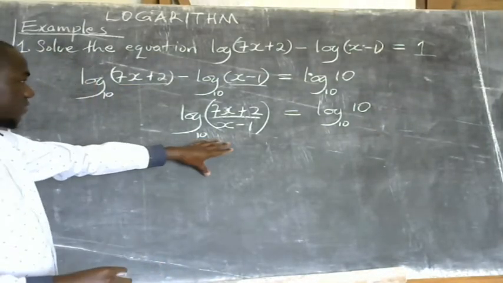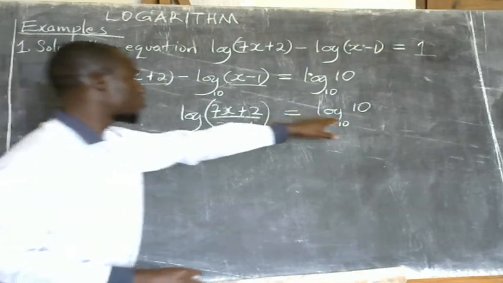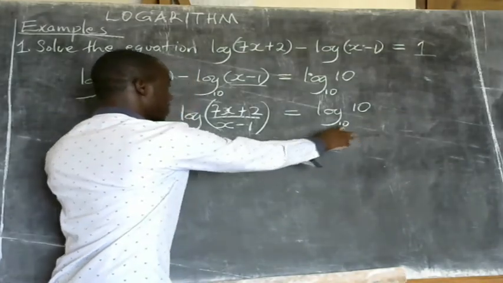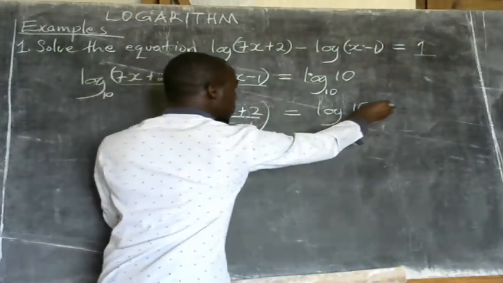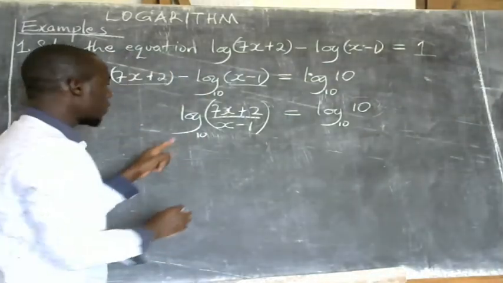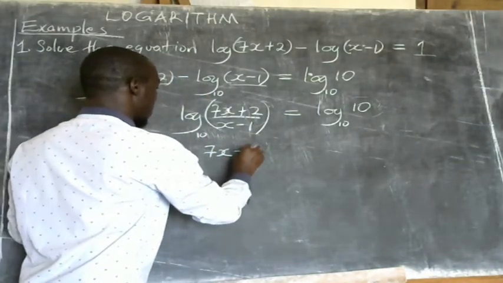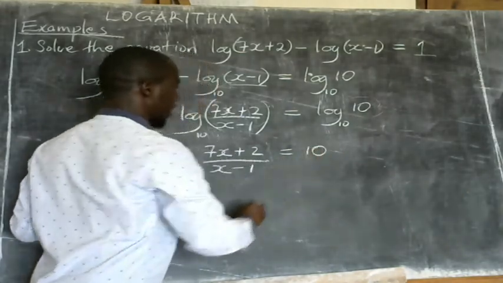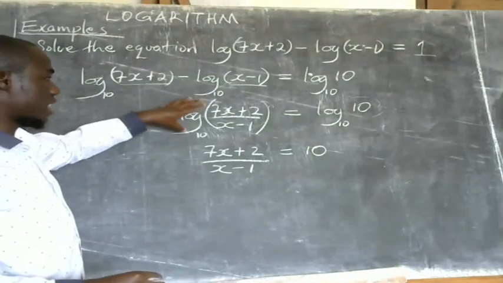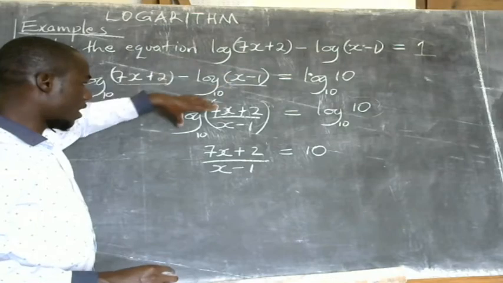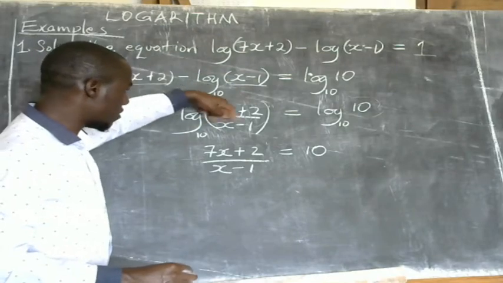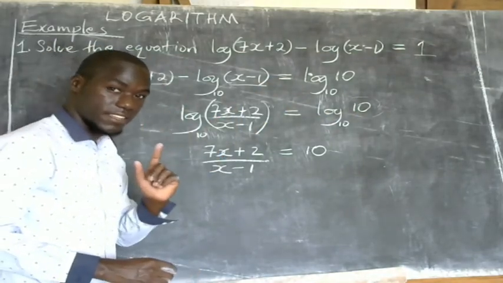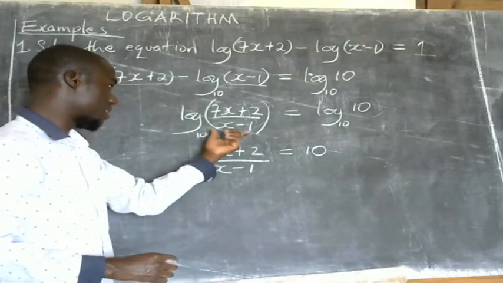So when I reach here, I have one term this side and one term on the other side. All of them are logarithms to the same base. That means the value which is here is equivalent to the 10 there. That is, 7x plus 2, all over x minus 1 is equivalent to 10. When you see that you have logs to the same base, the values are the same, but only if you have a single logarithm on either side.